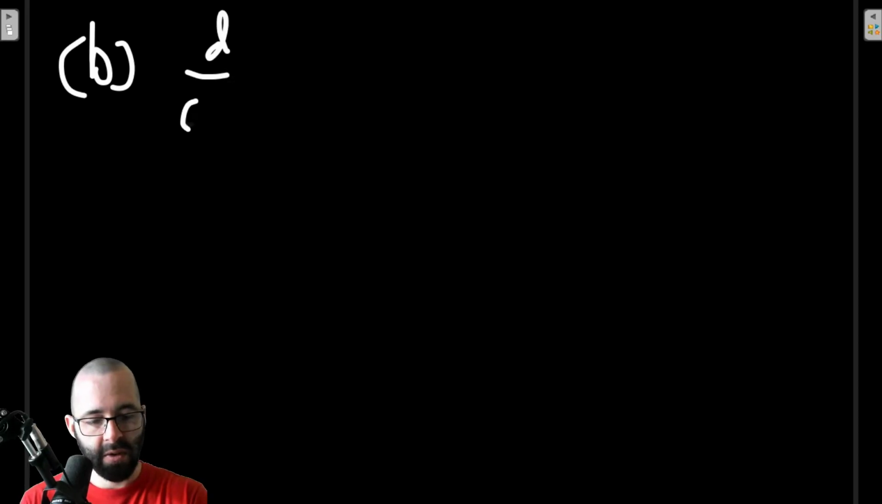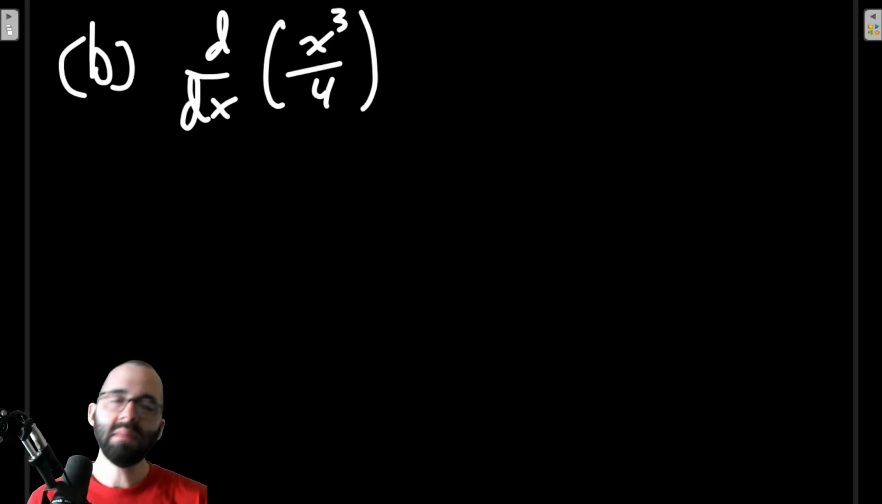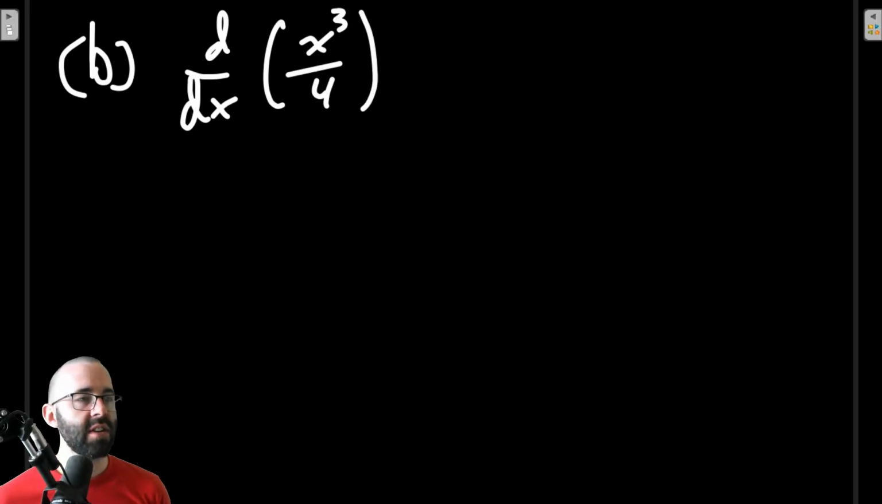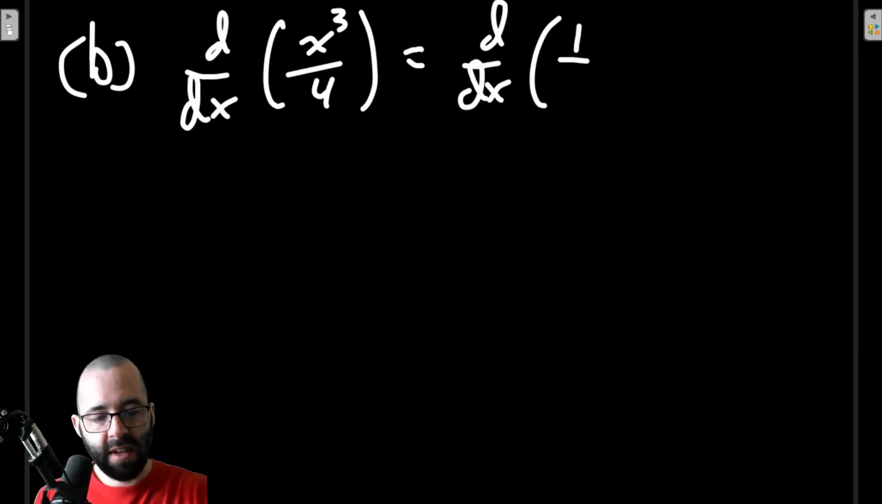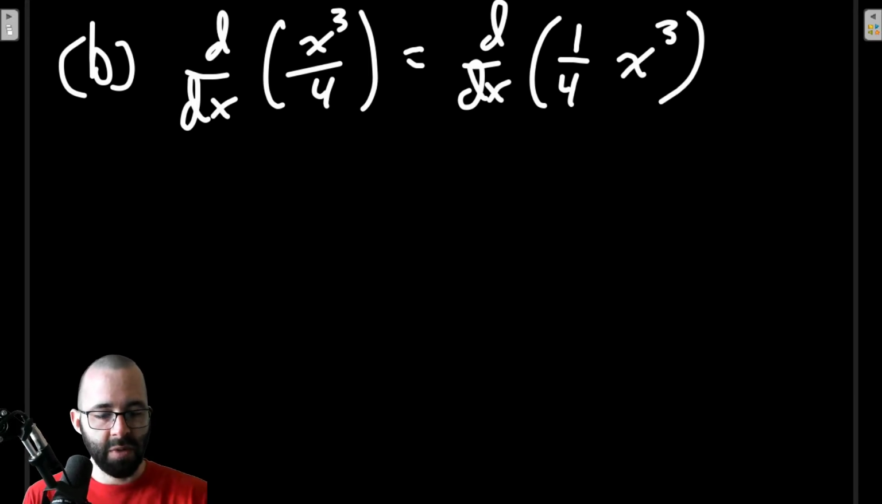The derivative with respect to x of x cubed divided by 4. So this doesn't look like multiplication. This looks like a fraction. This looks like division. But remember, you can always just rewrite it. If it ever makes you nervous, right? This is the same as 1/4 times x cubed. Because when you multiply 2 fractions, you multiply their numerators and you multiply their denominators. X cubed, remember, we can think of as x cubed divided by 1.